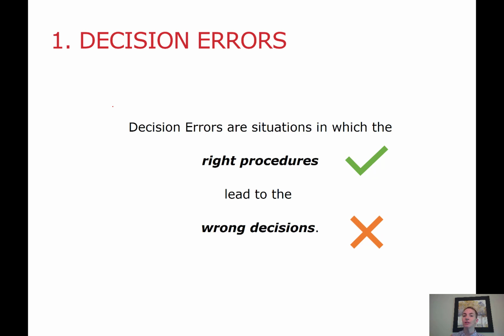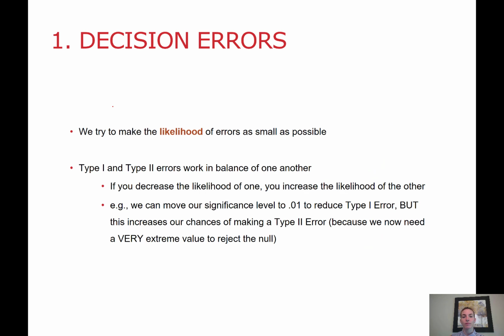So we know every time we do a statistical test that there's some probability that we are making a type 1 or a type 2 error. So because we know that that is always going to be a possibility, or in fact, there's always a chance that we're making a type 1 error or type 2 error, we try to make the likelihood of those errors as small as possible. And we do have some control over that as researchers. And what we do know is that these two errors work in balance of one another. If we decrease the likelihood of making a type 1 error, then we are increasing the likelihood of making a type 2 error, and vice versa.